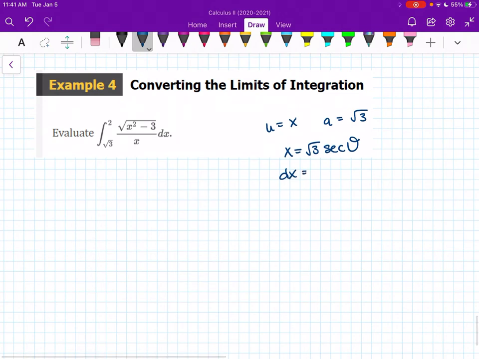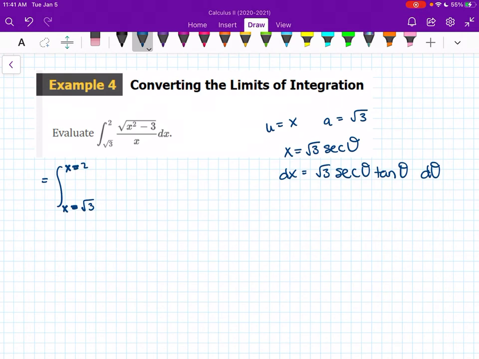Take the derivative of that right away. So then I have square root of 3, derivative of secant is secant tangent d theta. Fantastic. Okay, so now when I go through and do this substitution, I want to make sure that since I'm changing variables, I remind myself this is still x equals square root of 3, and x equals 2 until I change those. And in my numerator here, I'm going to have 3 secant squared theta minus 3. And then my denominator is square root of 3 secant theta.